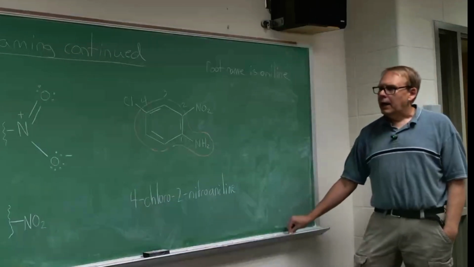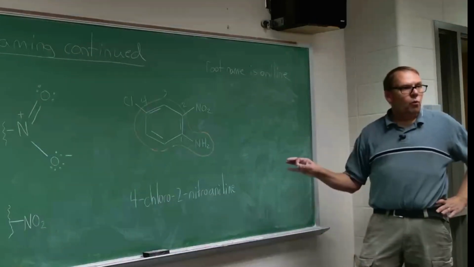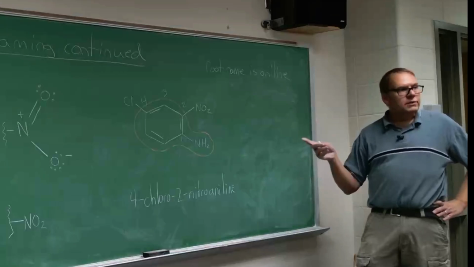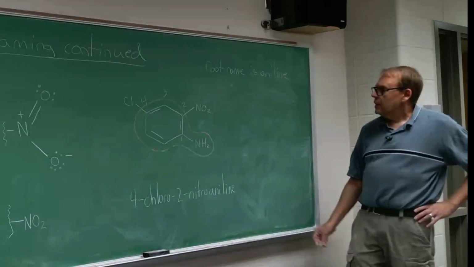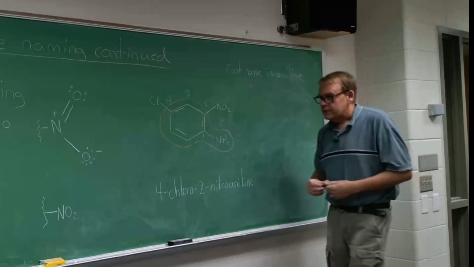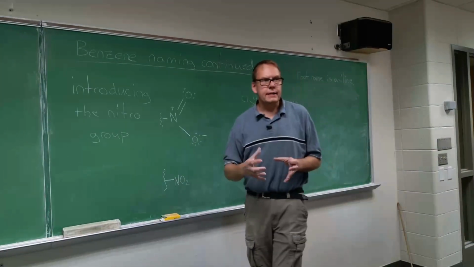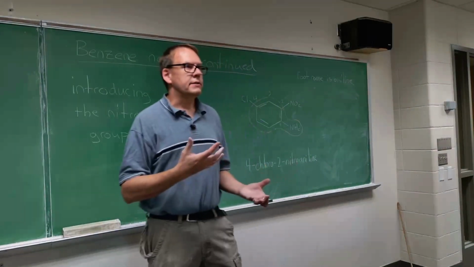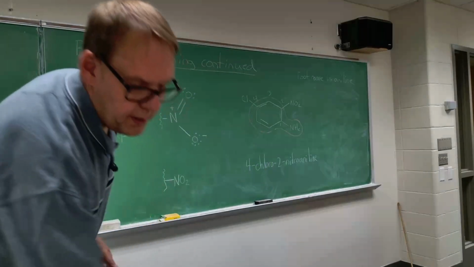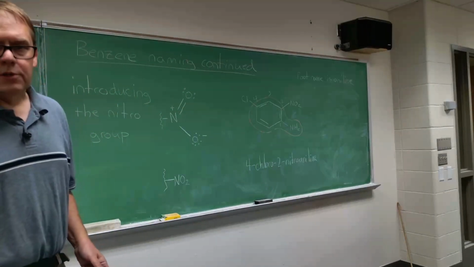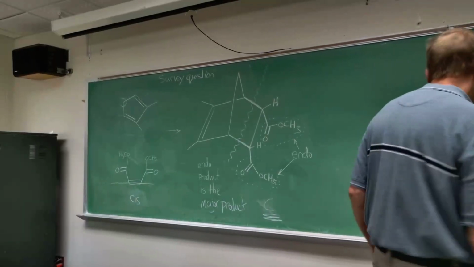So that's one more example. One more example that I want to show you is that sometimes you get benzene rings as substituents. So if you see a complicated benzene ring and it's got another benzene ring on it that's a substituent, you can name that as a substituent, and it's called a phenyl group. So I'm going to show you what that looks like, and then we'll look at an example of it.